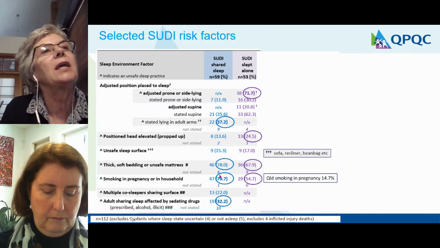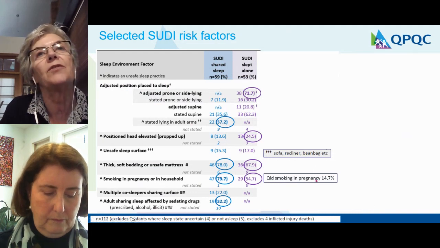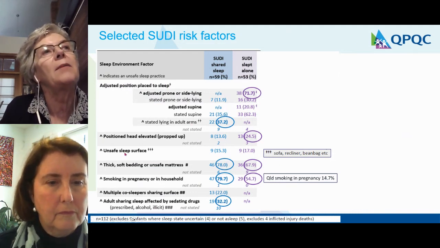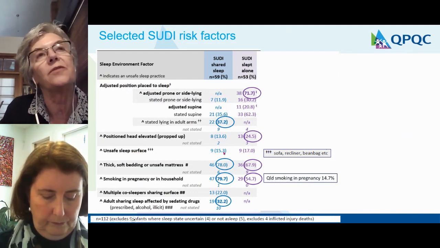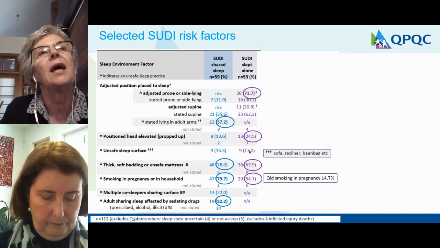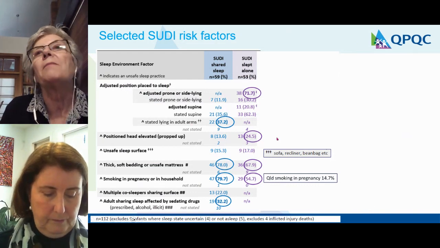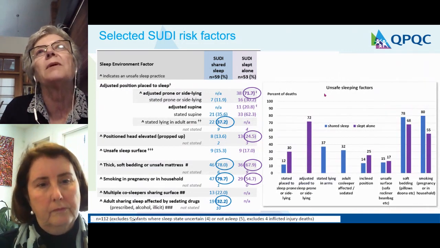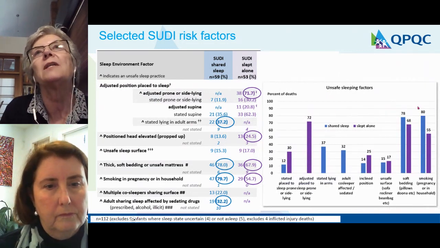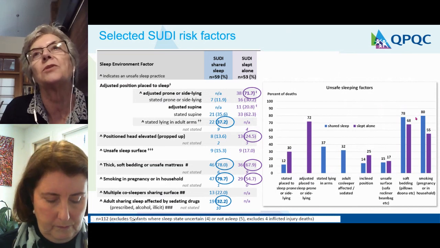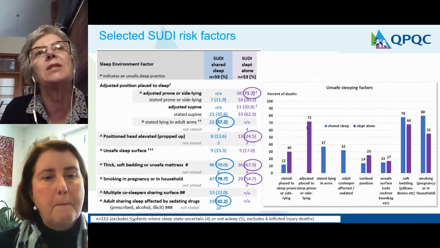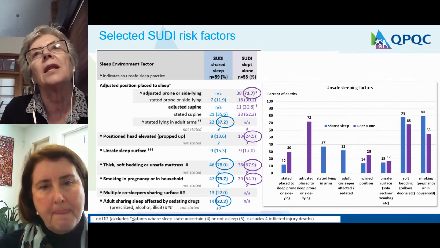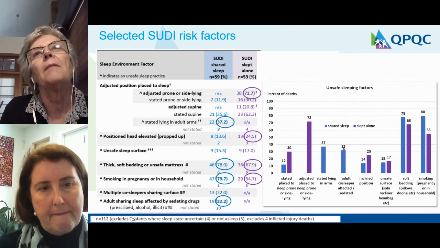And then smoking in pregnancy was well above the Queensland average of only 15%. And there were infants who were found after sleeping on an unsafe sleep surface, a surface not intended for sleep, but they were in the minority. So what that means is that our sleeping factors, and we've included smoking in this because it affects the way the infant responds during sleep, particularly soft bedding, being placed prone, an inclined position, and unsafe positions with a co-sleeper were the ones that we focused on.